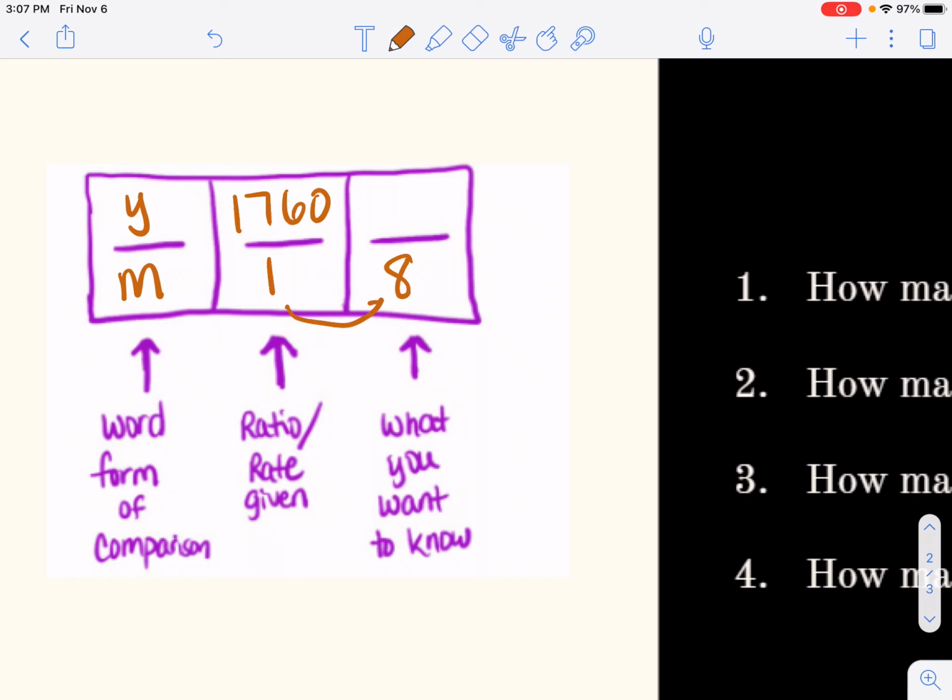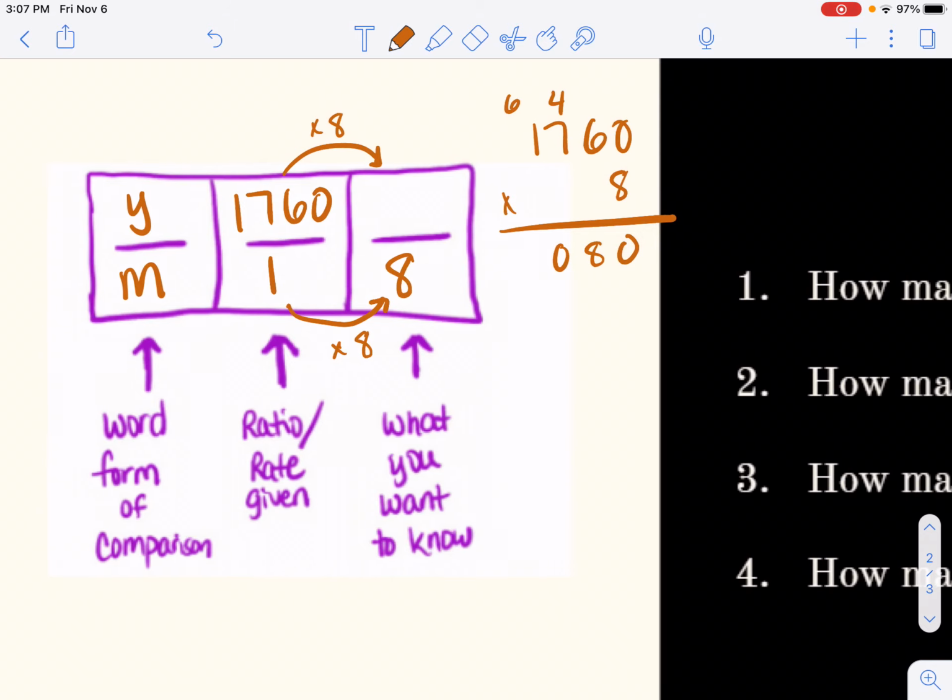We know that going from 1 to 8, we multiply by 8. So I'm going to have to do the same thing up here. So this number times 8. 8 times 0 is 0. 8 times 6 is 48. 8 times 7 is 56, plus 4 is 60. 8 times 1 is 8, plus 6 is 14. So my answer is 14,080.